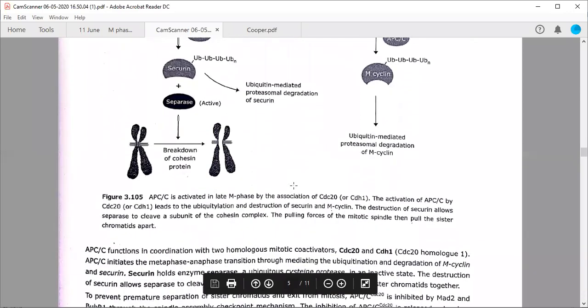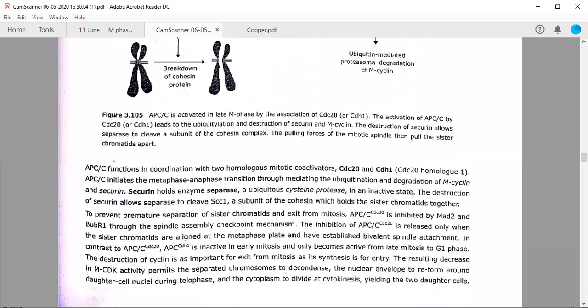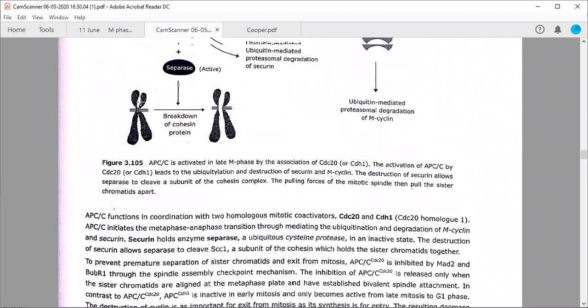Okay, so from the text you will find out that securin holds an enzyme, separase. This separase is a ubiquitous cysteine protease. Underline this line, I like it, because this is very important, that this is a cysteine protease. It will specifically cleave at cysteine amino acid in your target protein. That target protein is cohesin.